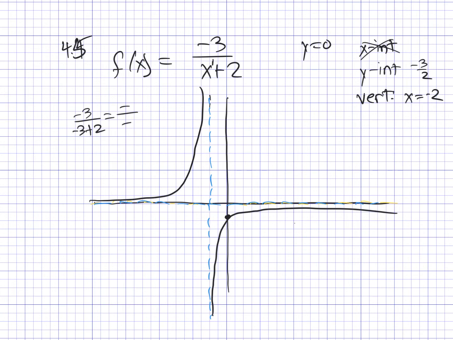All right, let's do another one real quickly, and then we'll be done. Let's do f of x equals x plus 4 over x squared minus 4. I'll give you 1 minute.